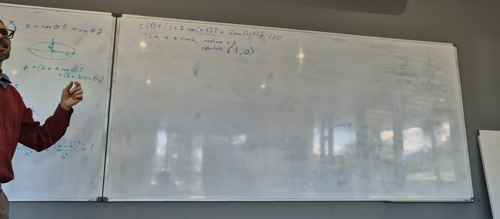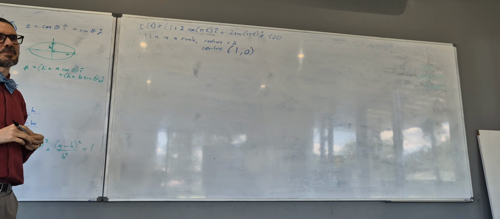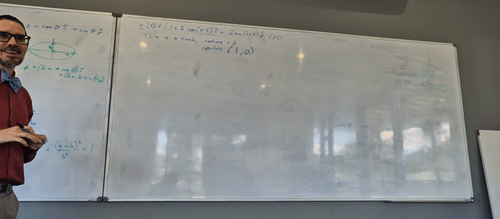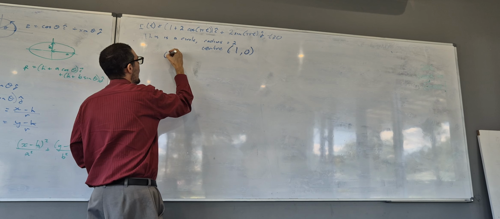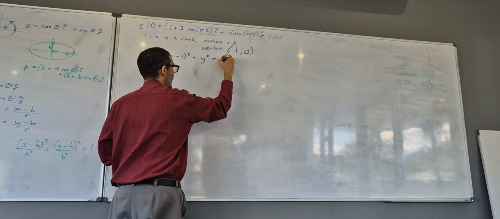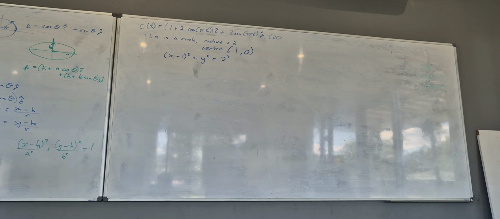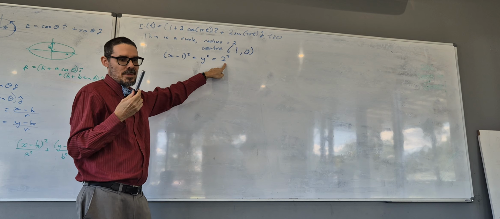Can you write the Cartesian equation of this circle? Or you can wait a moment and I'll do it. (x minus 1) squared plus y squared equals 2 squared. Don't forget the squared on the radius. If I was going to write it like this, I would just have a 2 here. But in Cartesian, it's squared. It's 4. And that's my Cartesian equation.